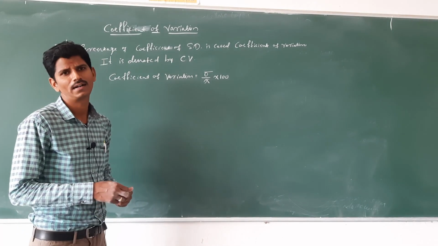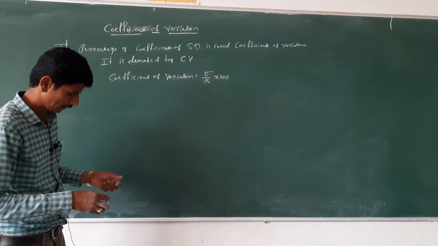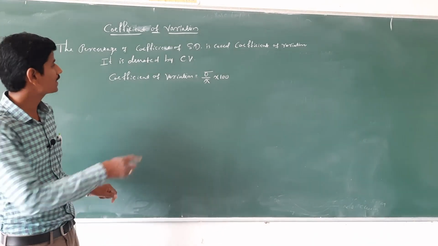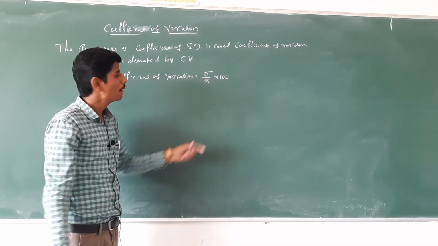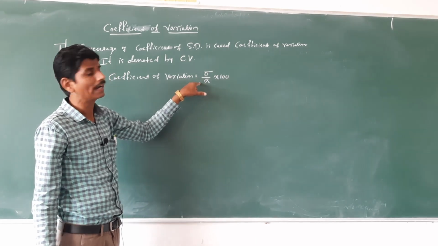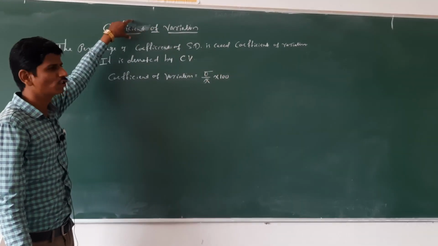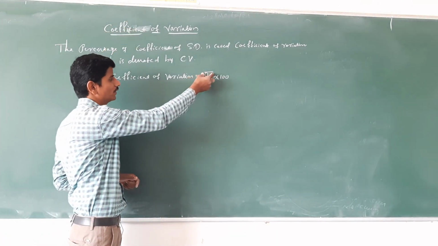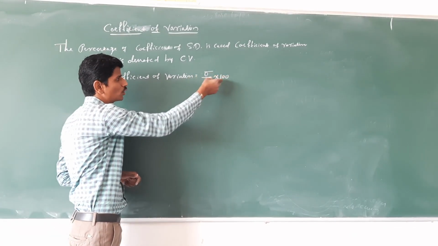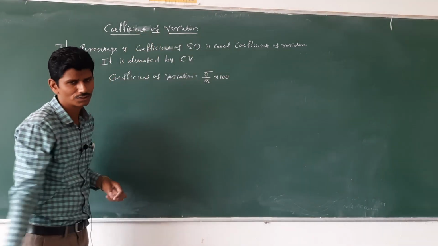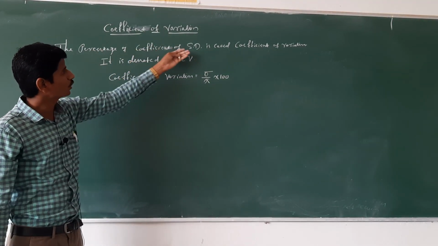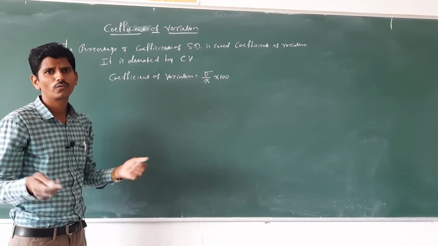Or another formula: the standard deviation expressed as a percentage of the mean is said to be coefficient of variation, or the percentage of coefficient of standard deviation is said to be coefficient of variation.